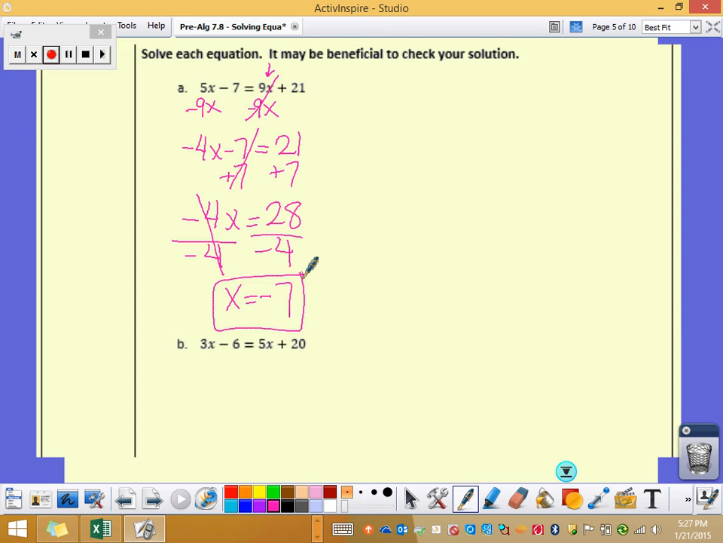And then, of course, we always like to check if we are feeling a little unsure. Since this is new, we're going to check. So anywhere I see x in my original equation, I plug in a negative 7.